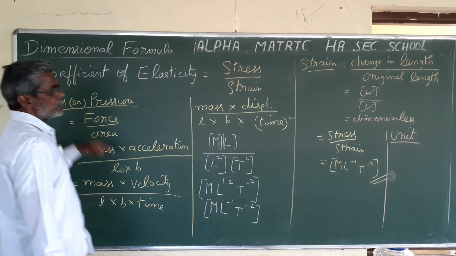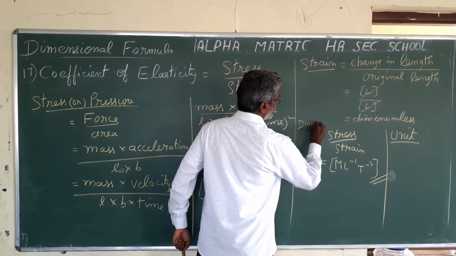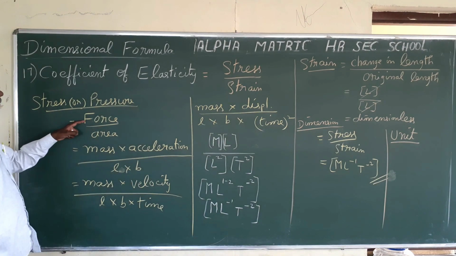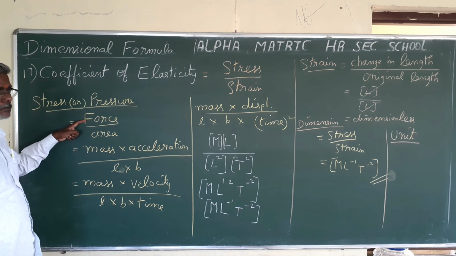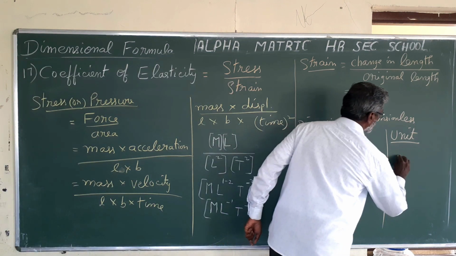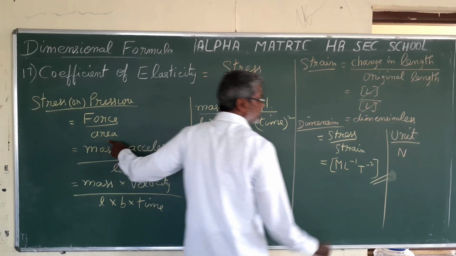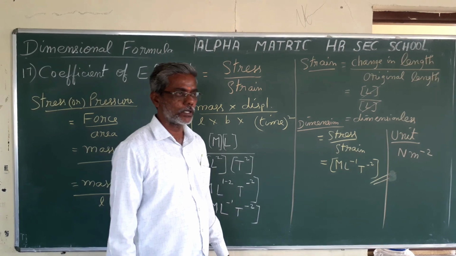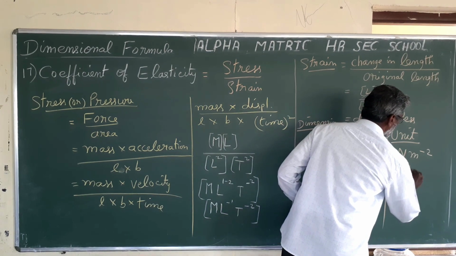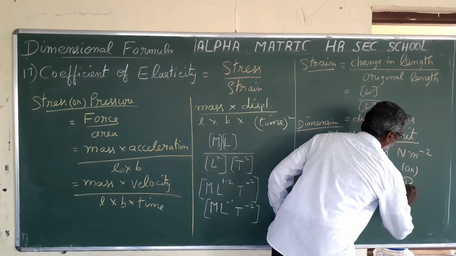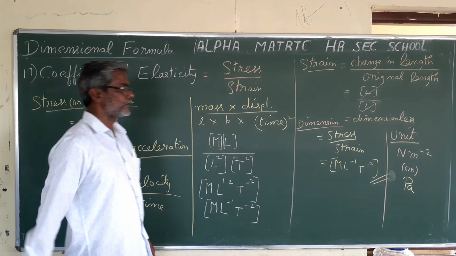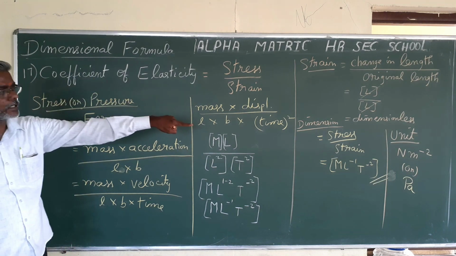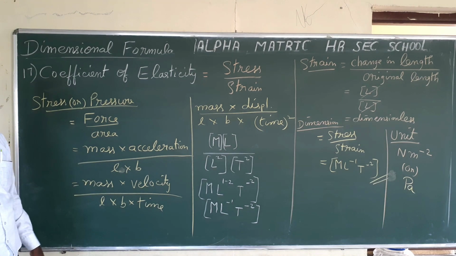For the unit, I can write it from the dimension. For force, what is the unit? Newton. For area, it is meter squared. So it is N m^-2, Newton per meter square. Newton per meter square is nothing but what? Pascal. So this is the unit. Clear now? So for the coefficient of elasticity, the unit is N m^-2 or Pascal.